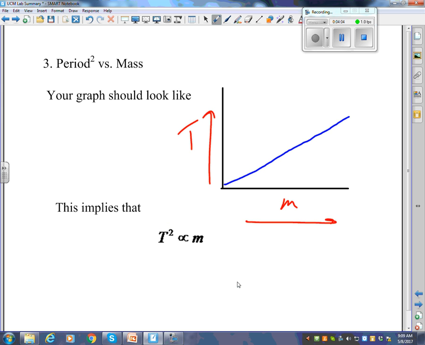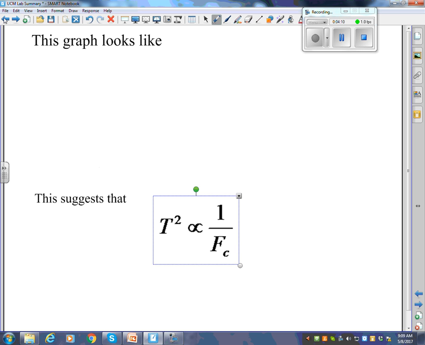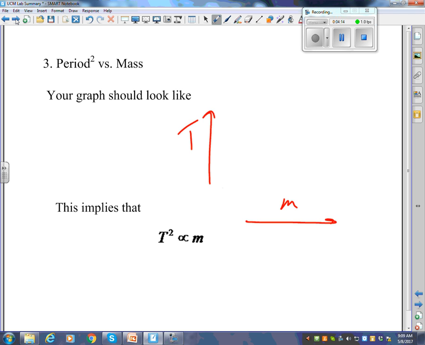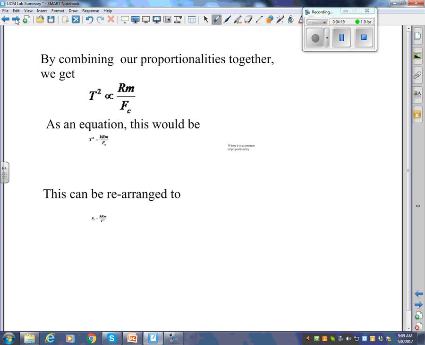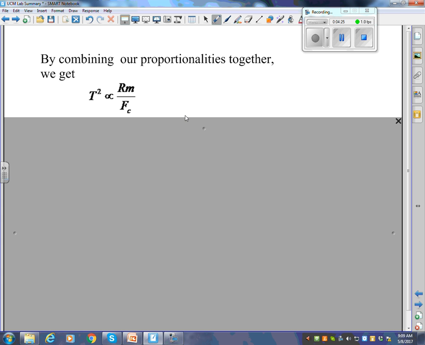So what we've done is we've got three relationships now. We've got T squared is proportional to m, we've got T squared is proportional to r, and we've got T squared is proportional to 1 over Fc. Can you combine all three of those into one big giant mega proportionality? The answer is yes. So by combining our proportionalities together, we get the mega proportionality statement. T squared is proportional to rm over Fc.